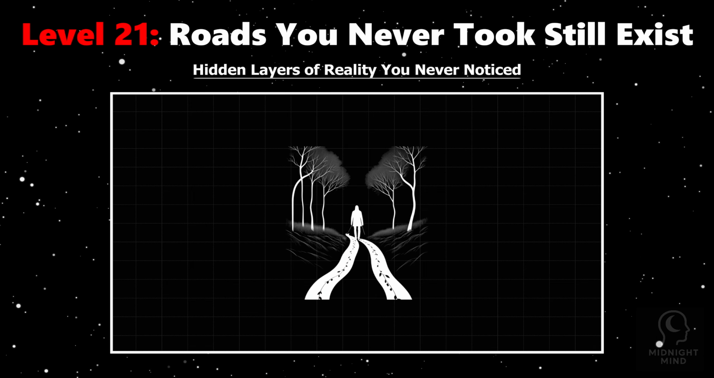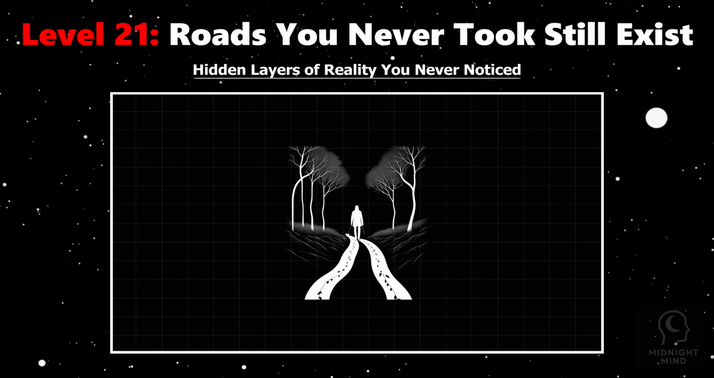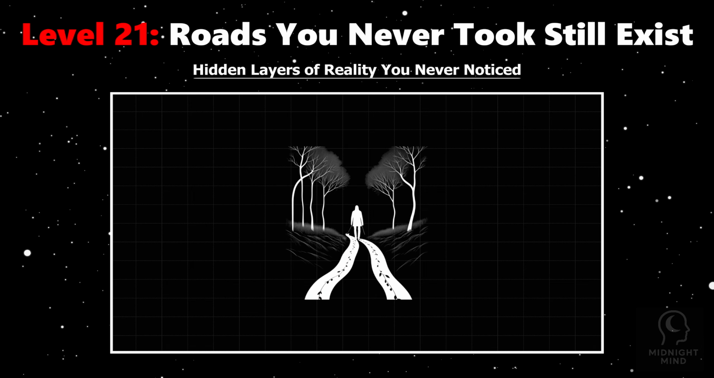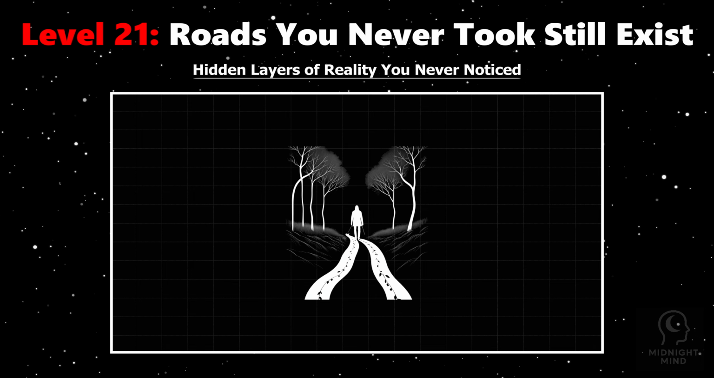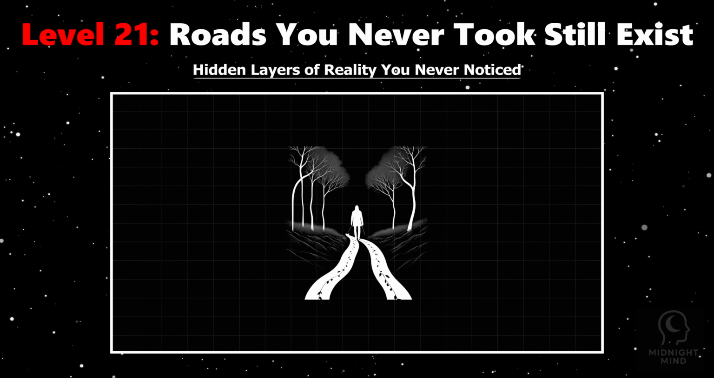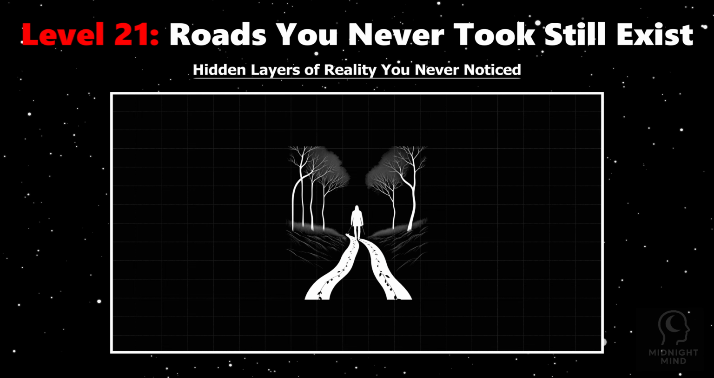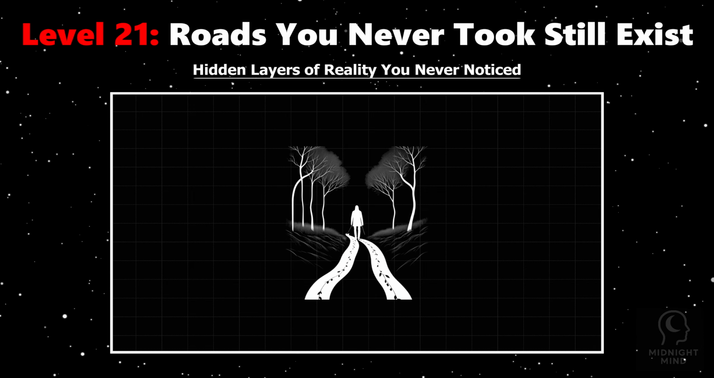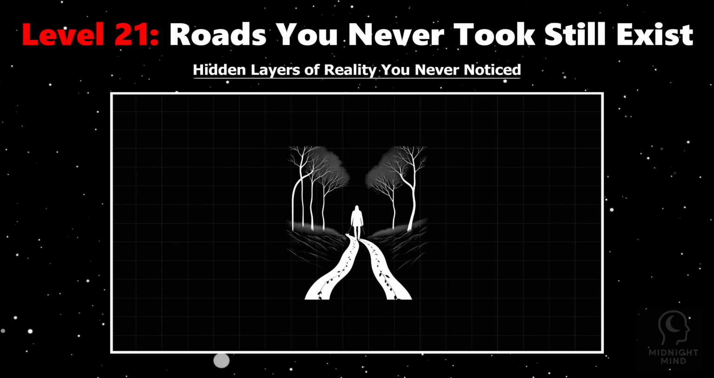The many worlds interpretation suggests that every decision you make creates alternate realities where each possible outcome unfolds. So, for every choice you reject, there's a parallel universe where you embraced it, living the life you imagined, feeling the consequences you never faced.